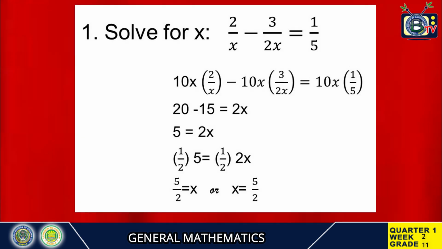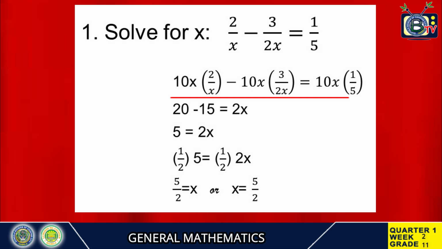Number 1. Solve for x. 2 over x minus 3 over 2x is equal to 1 over 5. The least common denominator of x, 2x, and 5 is 10x. To eliminate denominators, multiply each term of the equation by the least common denominator, 10x.